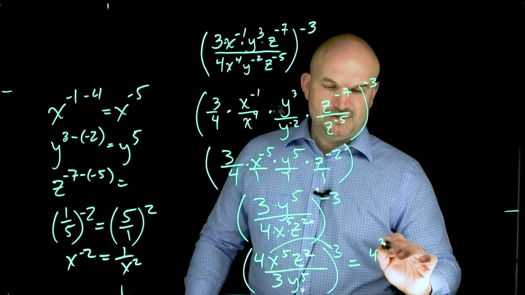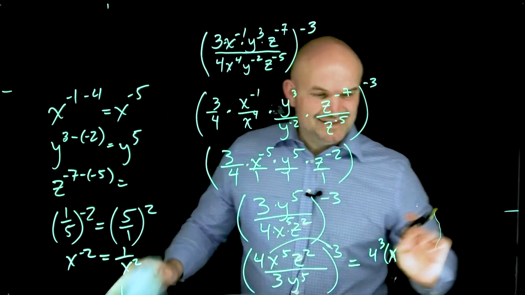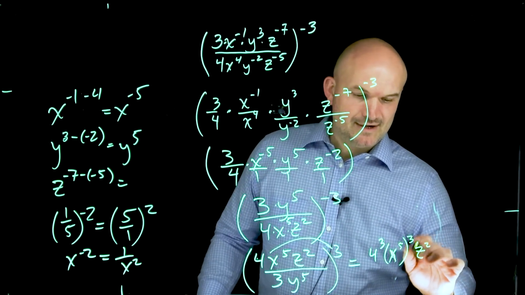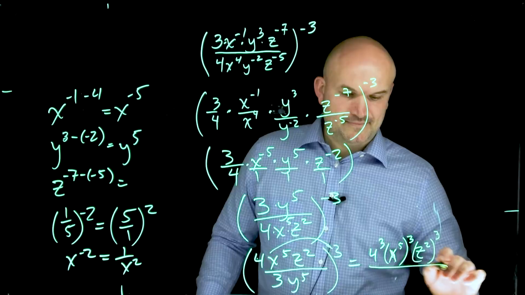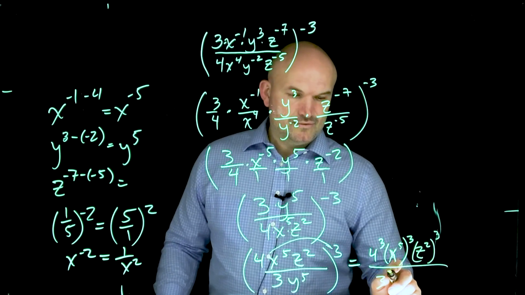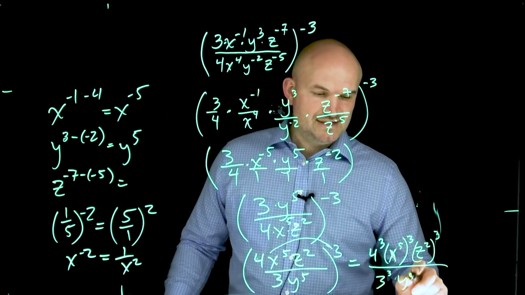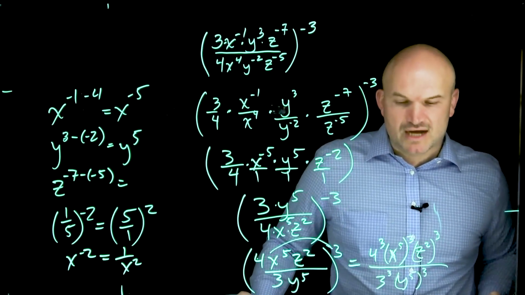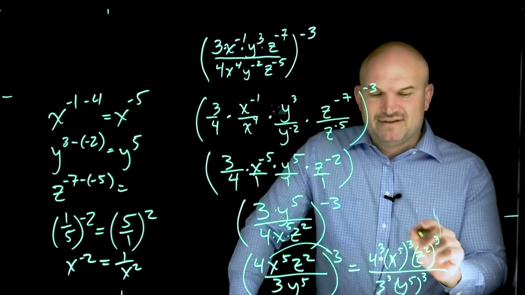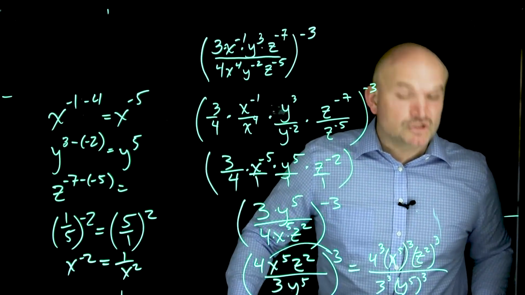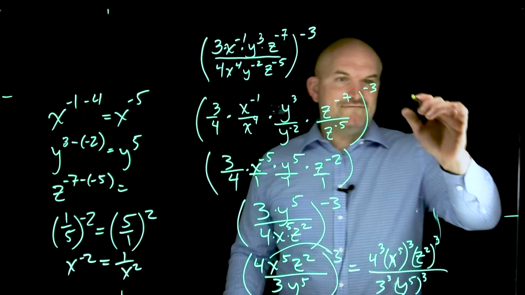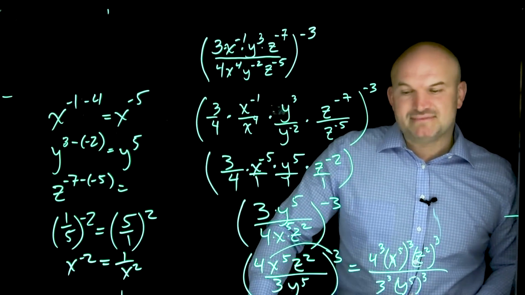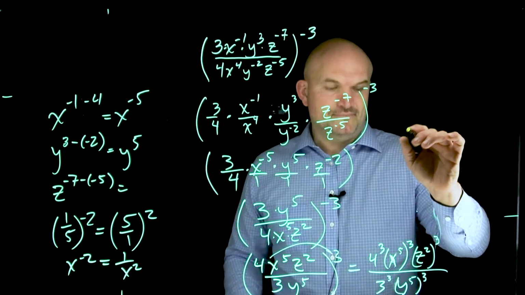So I'll have a 4 to the third power. I have x to the 5th raised to the third power. I have z squared raised to the third power. I have a 3 raised to the third power and a y to the 5th raised to the third power. Now just remember the rules of exponents state whenever you have an exponent raised to a power, you're going to multiply those powers. So my final answer is going to be 4 cubed, so that's 4 times 4, which is 16, times another 4, which is 64.